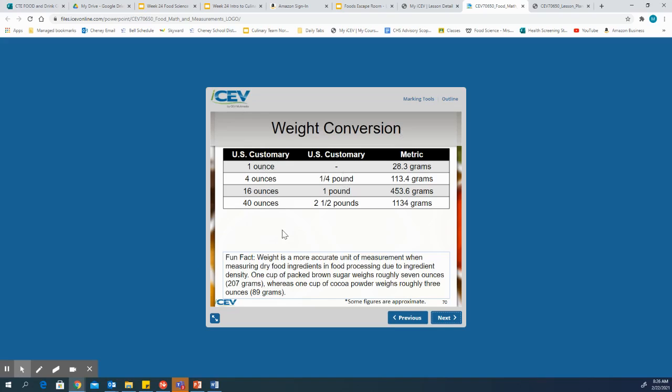So when we are talking about measuring accurately, measuring by weight is going to be by far the most accurate compared to measuring by volume. The reason for that is, if you're measuring a cup of flour, the way it condenses and the air pockets make it less accurate, whereas the weight is going to be the same every single time.